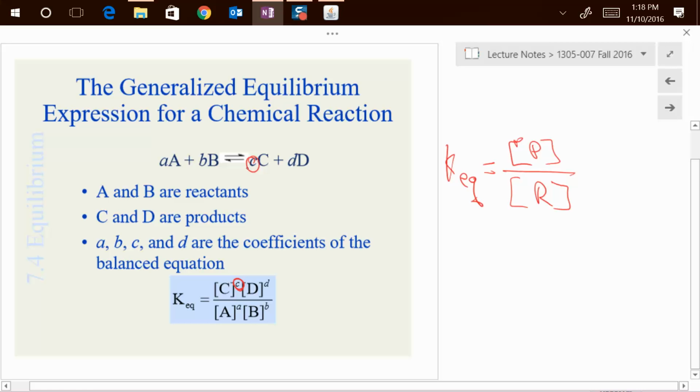I raise it to their coefficient. That's their order. The products are raised to their coefficients, and the reactants are raised to their coefficients on the bottom. So I do use the coefficients when it's equilibrium. I do not use the coefficients when it's rate.